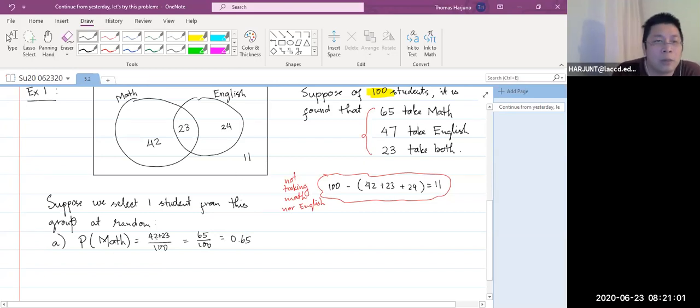Now, how about the probability of taking English? Notice that my notation here, the question here is not taking English only. This is taking English. That will be 23 plus 24 over 100. That's 47 over 100, 0.47.